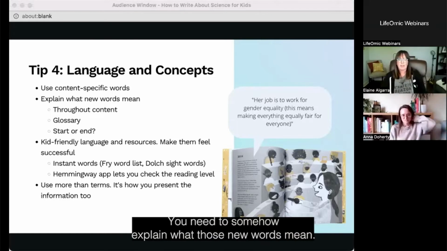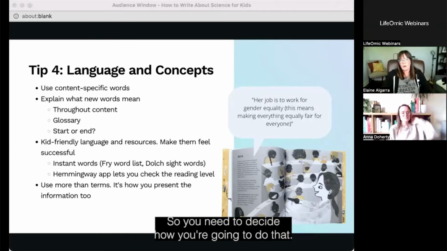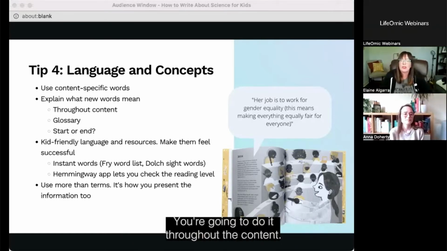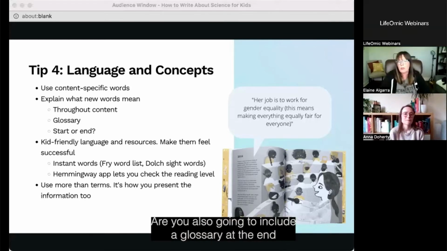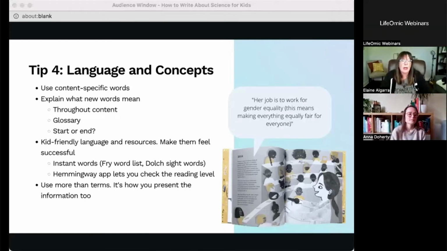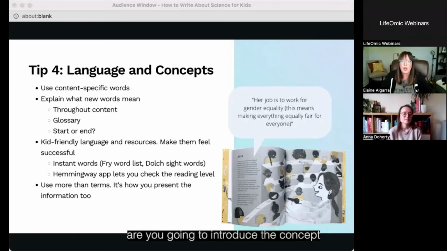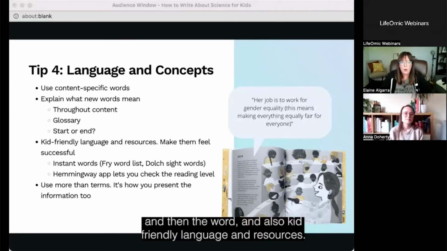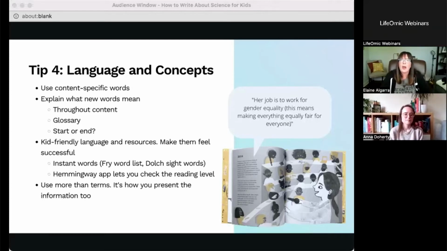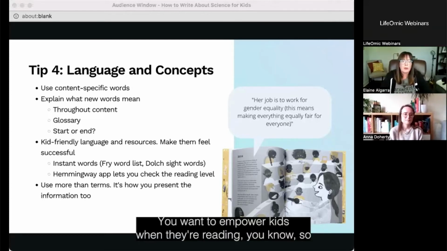You need to somehow explain what those new words mean. So you need to decide how you're going to do that. Are you going to do it throughout your content? Are you also going to include a glossary at the end? Are you going to introduce the concept and then the word? Also, use kid-friendly language and resources. You want to empower kids when they're reading, you know.